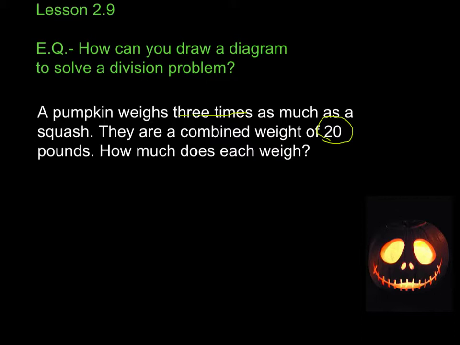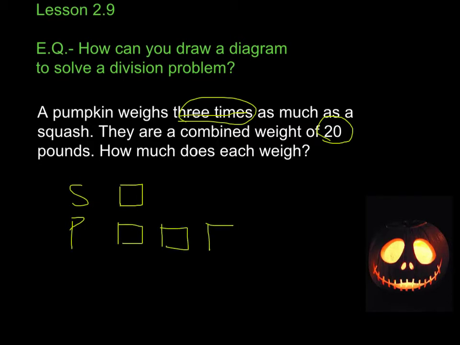Now, the relationship that we see between the pumpkin and the squash is that the pumpkin is 3 times greater than the squash. Since we don't know anything about the squash, we're going to represent the squash with one rectangle. And since the pumpkin is 3 times as much as the squash, 3 times that one rectangle is 3. So now the pumpkin is 3 times as much as the squash, just based on the rectangles that we made.